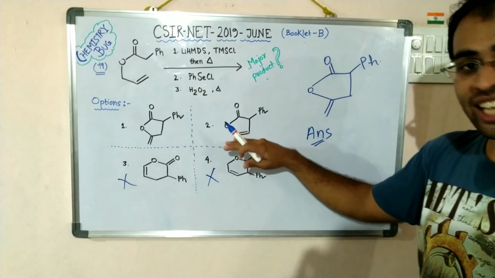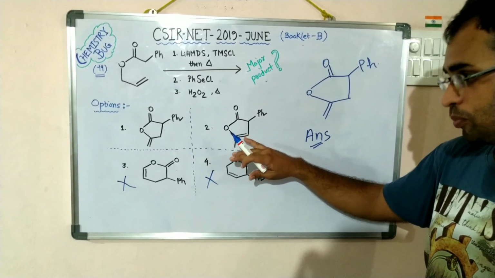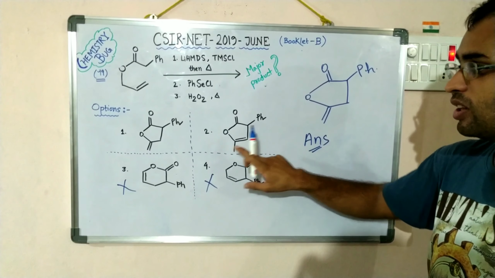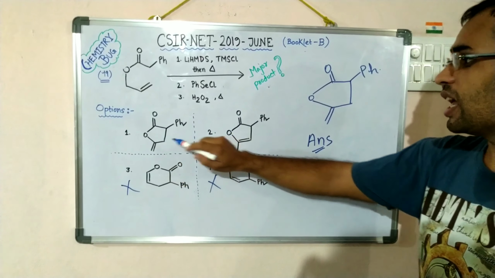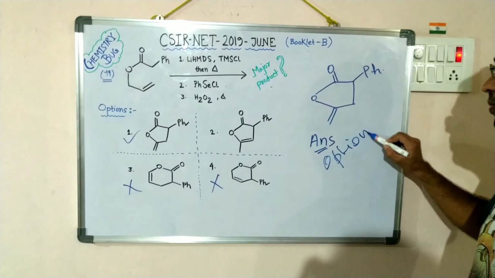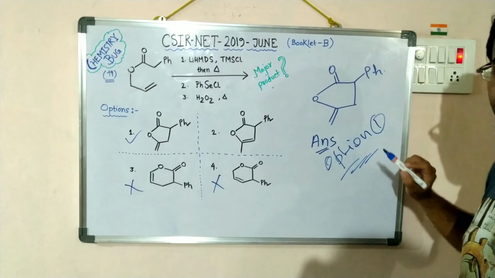Moving on to the first and second product, we can clearly see that the position of the double bond is exocyclic here and it is endocyclic here. But we get an exocyclic double bond, and hence option 1 is the correct answer.